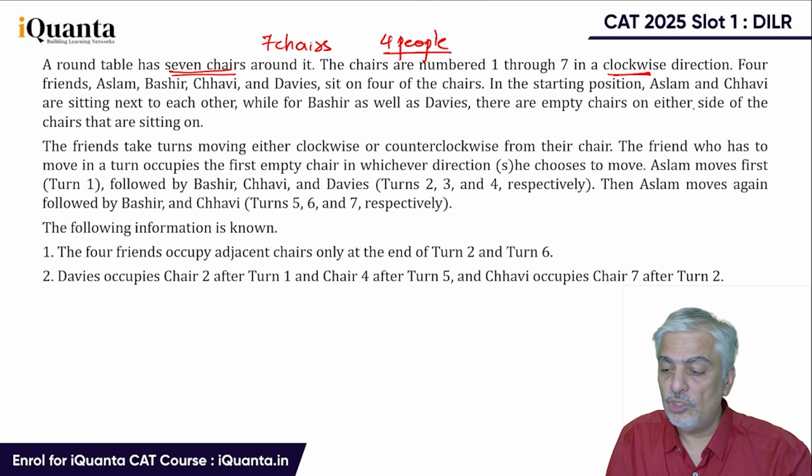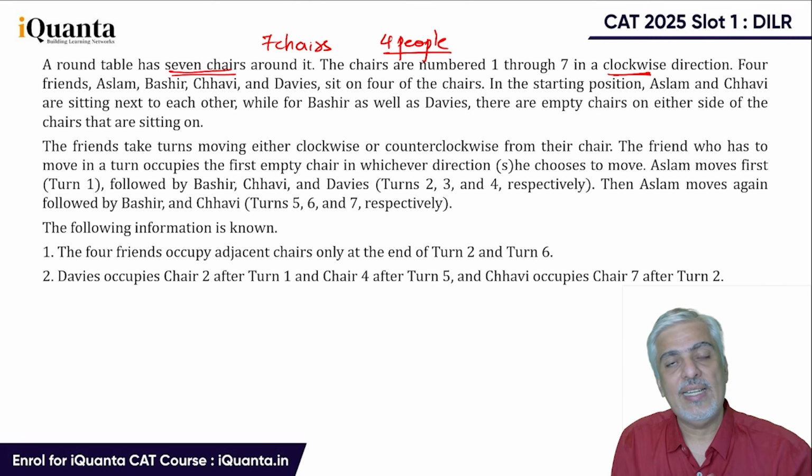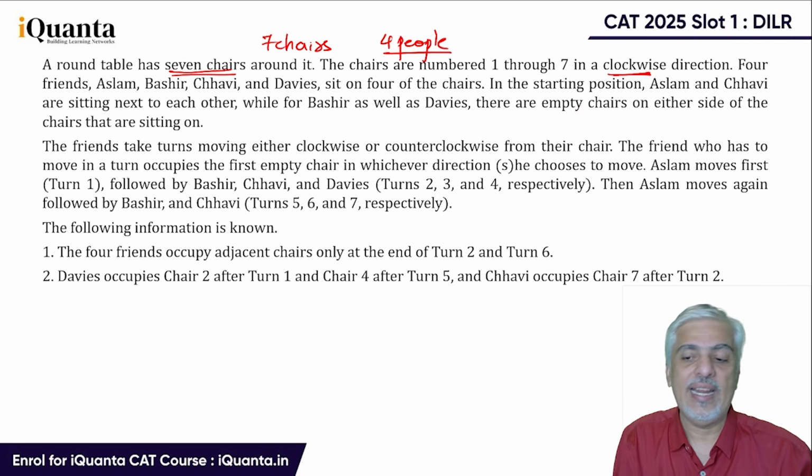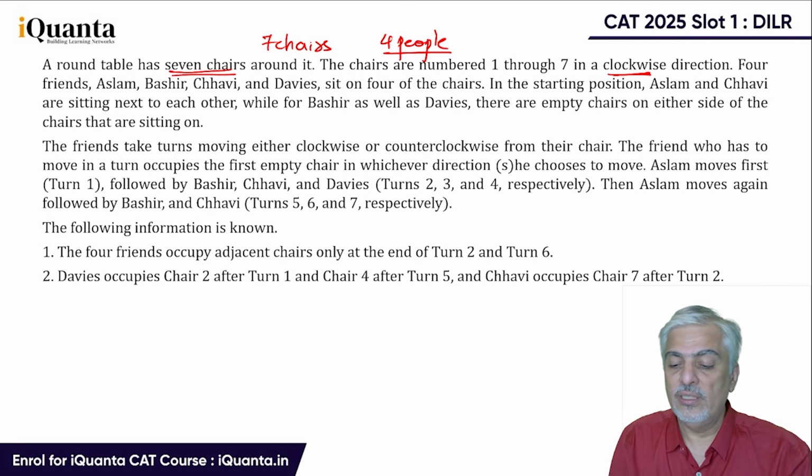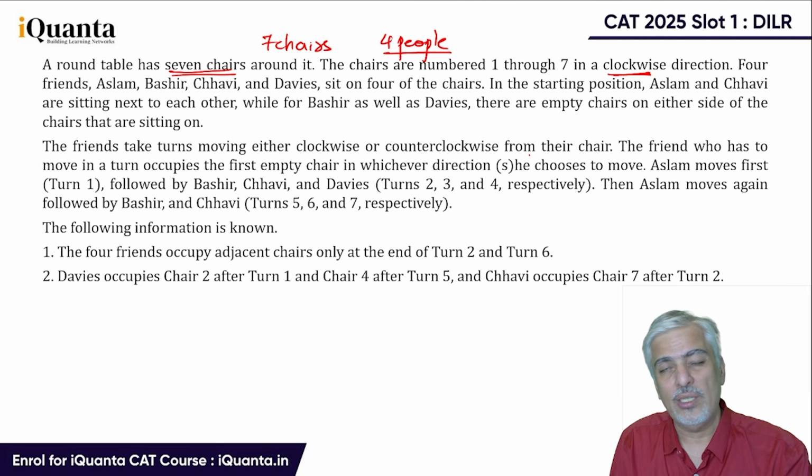In the starting position, A and C are sitting next to each other, while for B as well as for D, there are empty chairs on either side of the chairs they are sitting on. So for B and D, there are empty chairs on both sides, and A and C are sitting next to each other. The friends take turns moving either clockwise or counterclockwise from their chair. Now, this is where it got a little bit difficult.